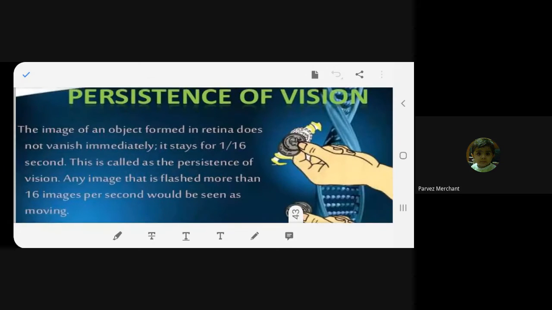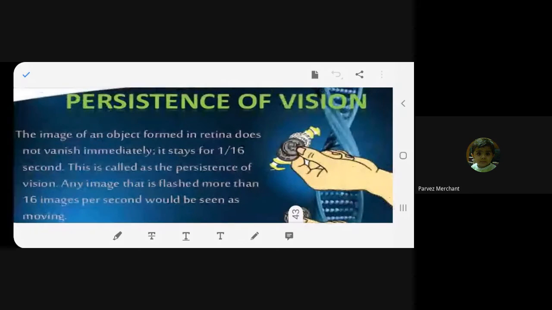Persistence of vision. The image of an object formed in the retina does not vanish immediately. It stays 1/16 of a second. This is called the persistence of vision. Any image that is flashed more than 16 images per second would be seen as moving. 1/16th of a second it remains in the brain, and after that time is gone, even your vision is gone. You got it?